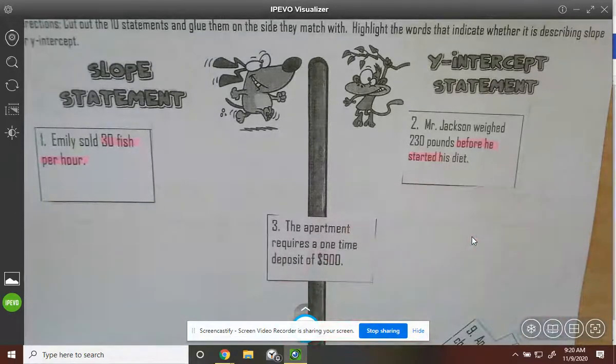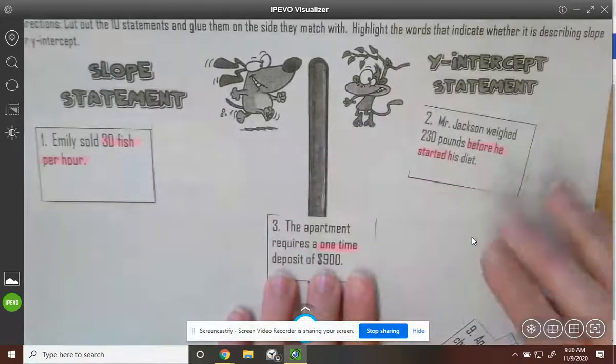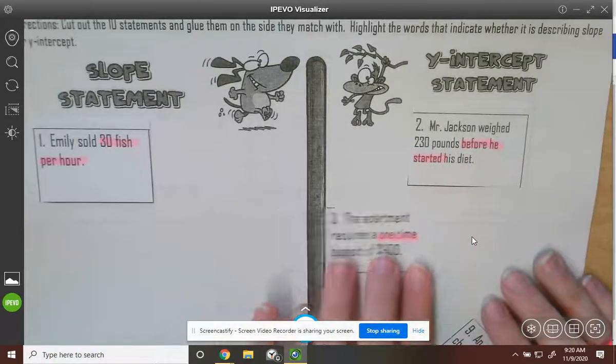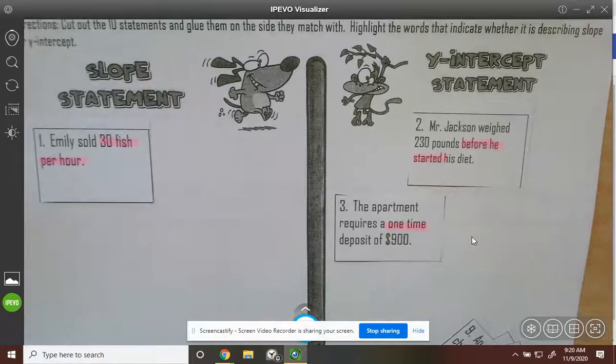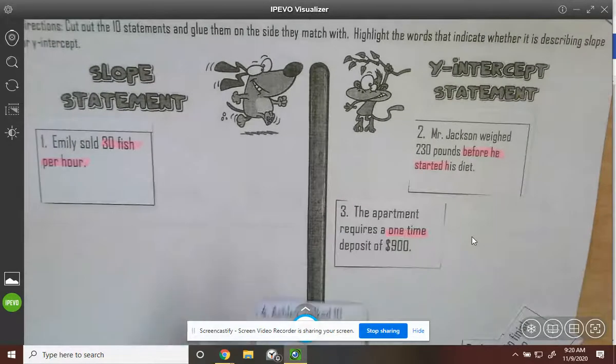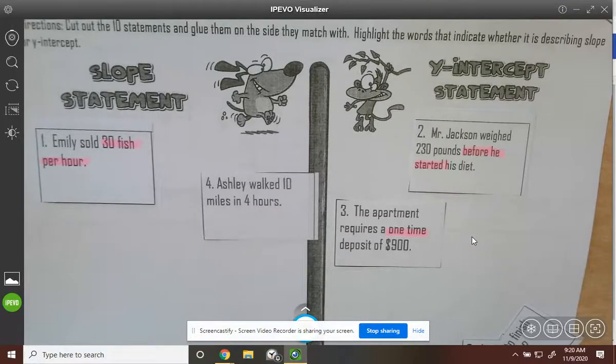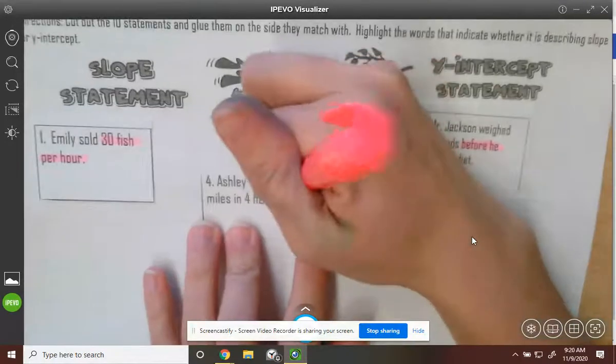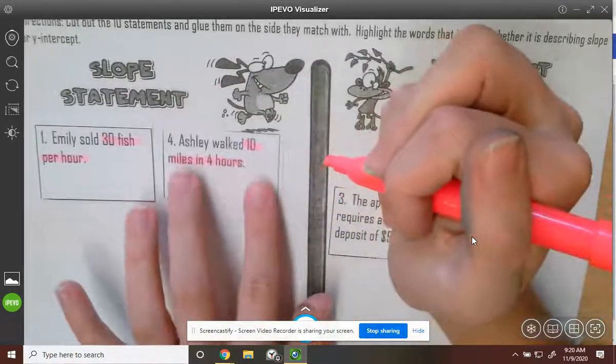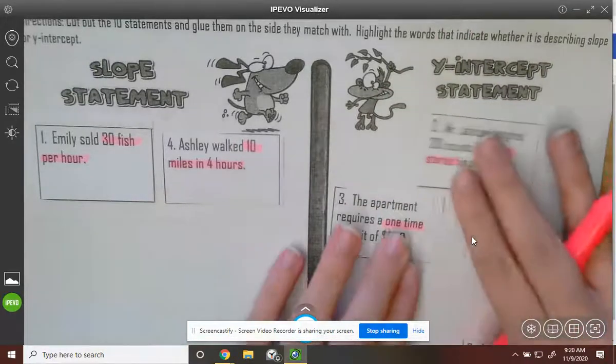The apartment requires a one-time deposit of $900. One time. That's our key word right there, which puts it in the y-intercept statement. Ashley walked 10 miles in 4 hours. That's a rate because it's going 10 miles in 4 hours. So that's going to be a slope statement as well.